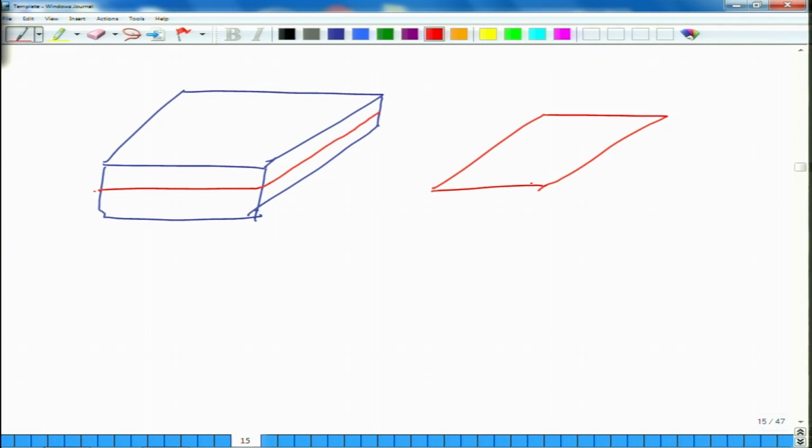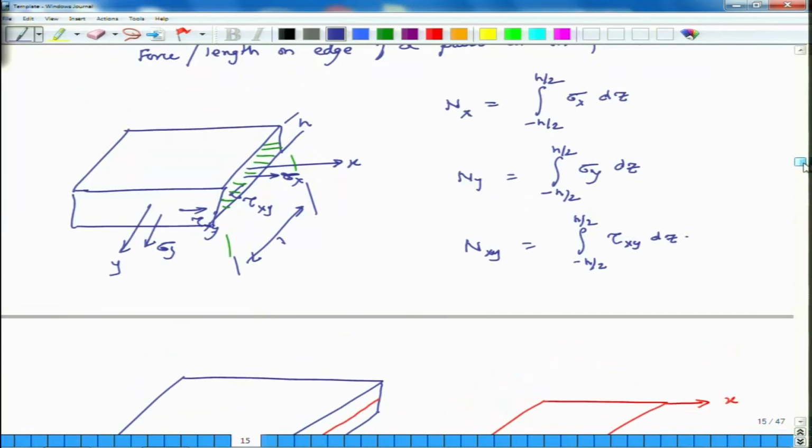So, this depicts the midplane, and if this is my x axis, this is my y axis, and the downward axis is z, then Nx is acting in this direction, Ny is acting in this direction, and this Nx and Ny can change; it is a function of x and y, because here the integration has happened only in the z direction.